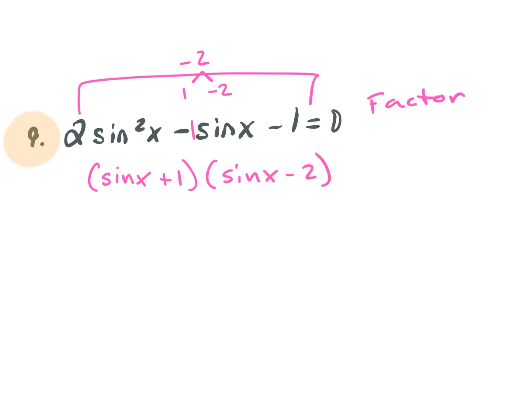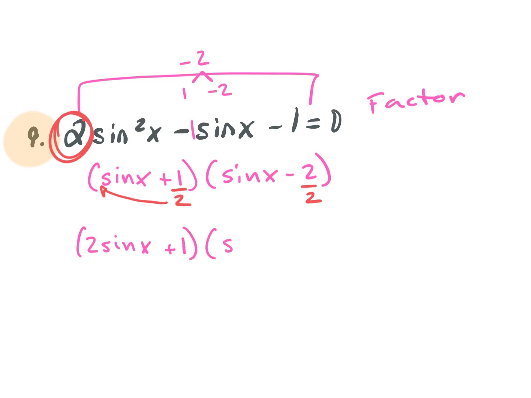Now, if we start by multiplying, what do we have to remember to do? Don't forget to divide by that first number. So simplify if it can be simplified. If it can't, move it in front of the x or in front of the sine. So we have 2 sine of x plus 1 and sine of x minus 1. So set them both equal to 0.